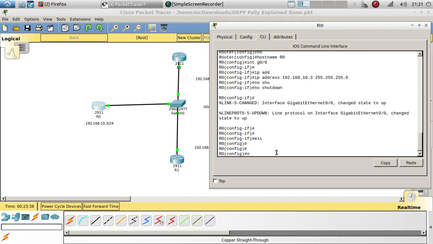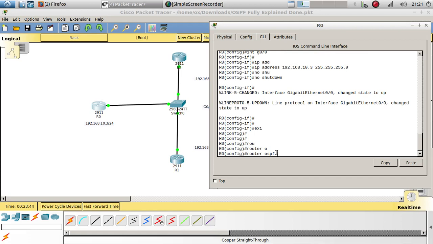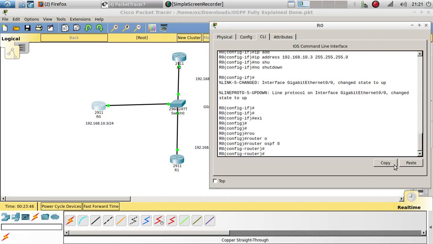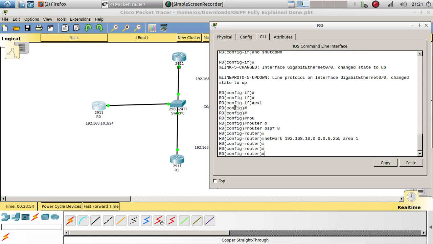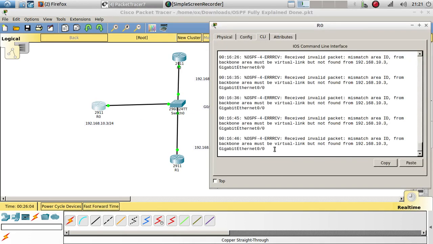Exit. Router OSPF, let's give a process ID of 8, network. But now for this one, we're going to have to add it to area 1, and as you can see, these two routers are in area 0, so they were able to form a relationship. Since this one is in area 1, it won't be able to form a relationship. And as you can see, we receive an error, mismatch area ID.